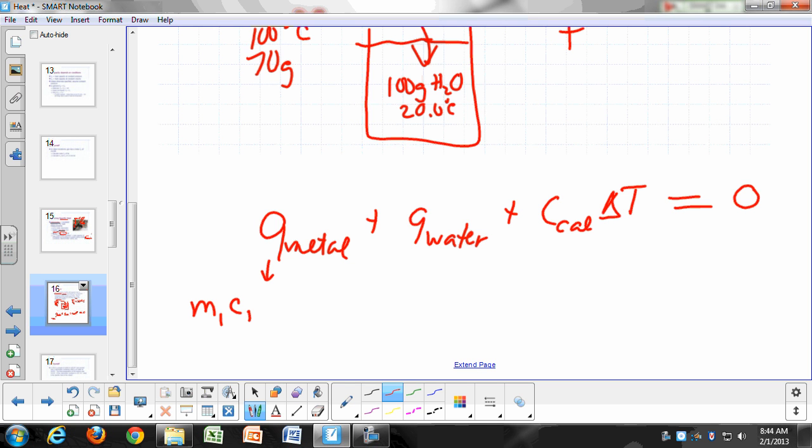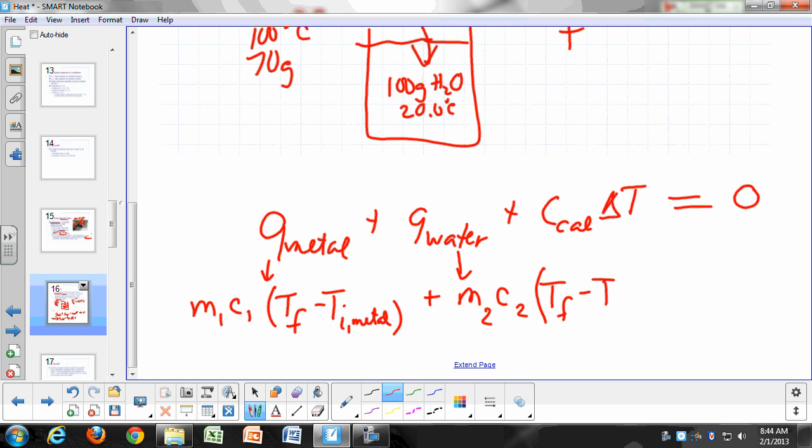Specific heat of the metal, I'm going to call that C1. And delta T for the metal would be T final minus T initial for the metal. Okay. Q water would be what? Mass of the water, so I'm going to call that M2. Specific heat of the water, C2. And then T final minus the initial temperature of the water.